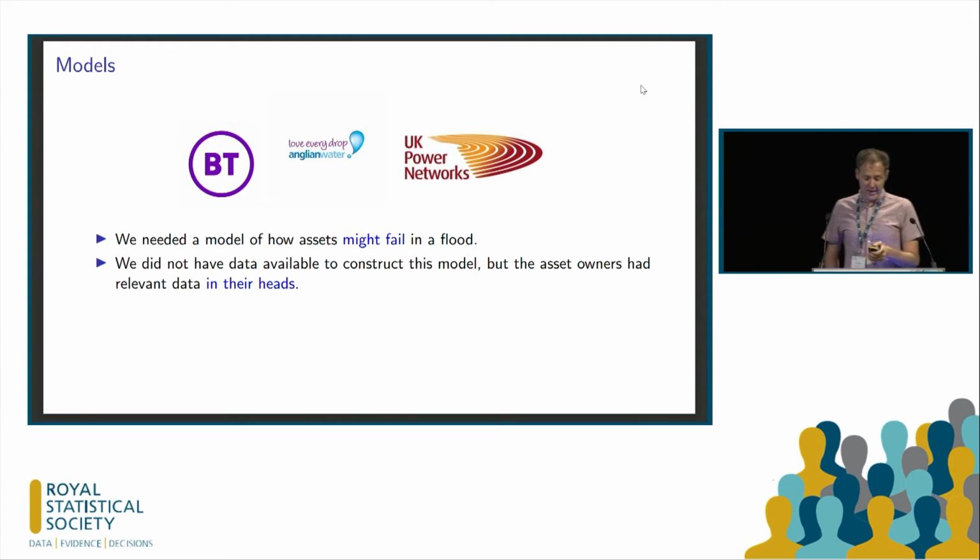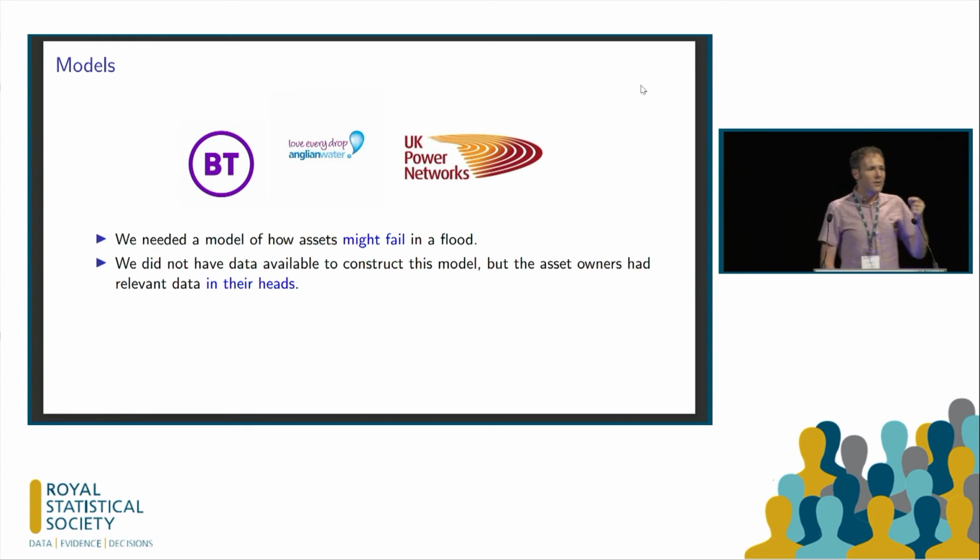However, each of the organizations we were working with, and BT owns the communications network, Anglian Water, the water network, and UK Power Networks were in charge of the electricity network we were talking about. Each of them have teams of people whose job it is to think about the resilience of their networks to flooding, for example. And they're the people who are in charge when the flooding hit York and they had to deal with their networks. Not Anglian Water's case.